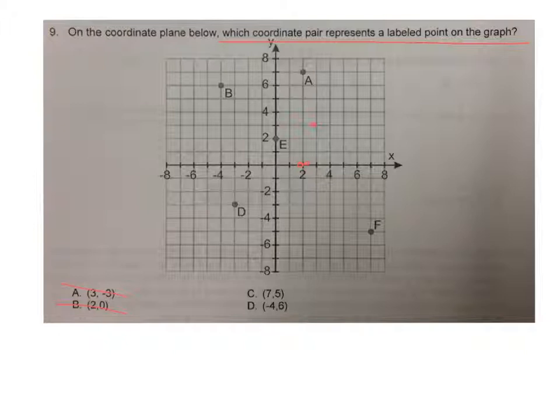Letter C, I'd go over 7 and up 5. That's not a point that's labeled. And letter D, I'd go -4 and +6. That is a point that's labeled, so D is the correct answer.